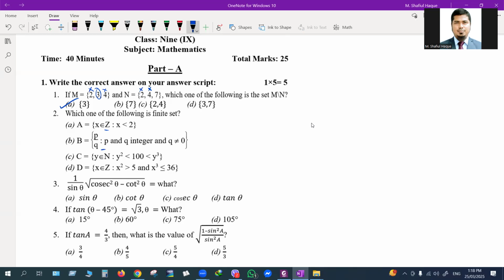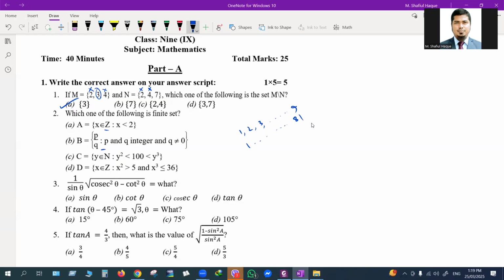And y square is less than 100 and y cube is greater than 100. So y square is less than 100. That means 1, 2, 3, up to 9. It will be less than 100 because the square of 1 is 1 and the square of 9 is 81. So 1 to 9 we can take according to the first condition. Then we need to find out which among these numbers have cubes greater than 100.